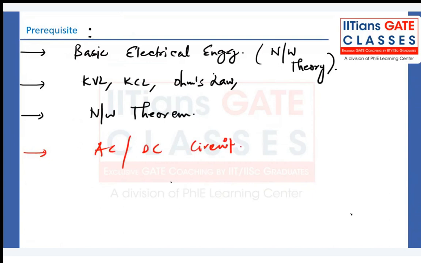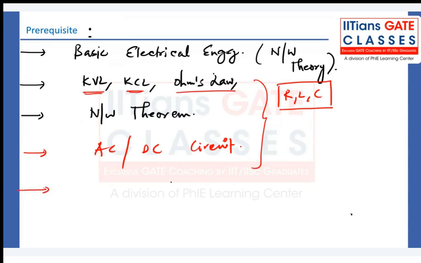Though I will just give you a review before I start any topic of analog circuit, I will talk about the basic elements. The basic elements are R, L, C, the basic electrical elements, and we will also talk about active elements such as voltage source and current source. These are enough prerequisites, and one more subject is there, that is devices.